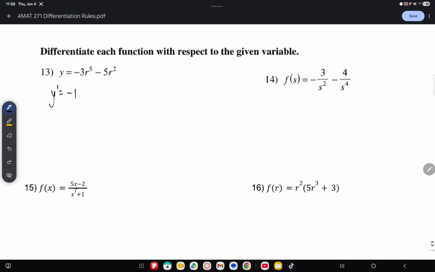So we have -15r to the 4th minus 10r. I'm going to rewrite that to be -3s to the -2 minus 4s to the -4, so that our derivative will be 6s to the -3 plus 16s, not x, s to the -5.